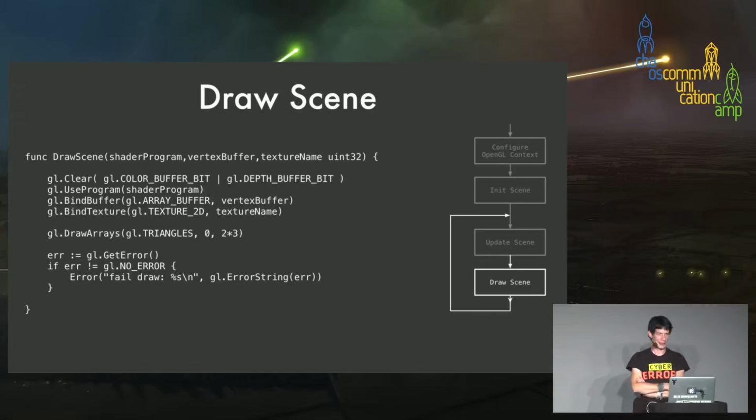We need to tell it to use the buffer that we have set up before and to use the texture that we have set up before. With that in place, it's a simple call to GL draw arrays. In this case, we tell it to paint 6 vertices as triangles, which means 2 triangles, 3 vertices each. And then again, check for error.